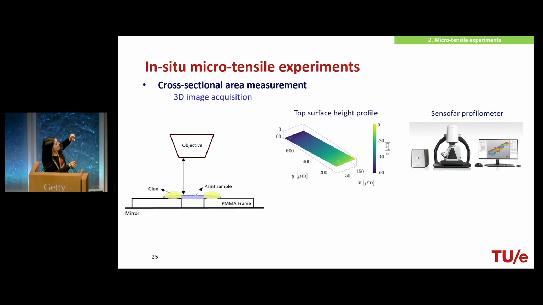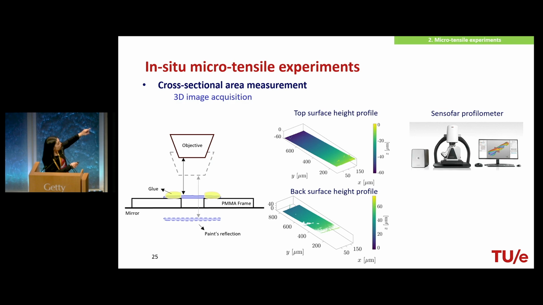So initially, with the current position of the objective in focus, we take the height profile of the top surface of the paint. So this is the height profile of this top surface. Next, we move the objective downwards, and we look at the reflection of the paint, and particularly at the reflection of the back surface of the paint. And we take the height profile of this side of the paint.